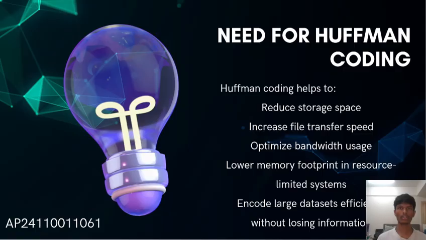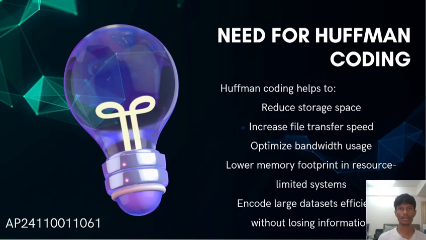It reduces the overall size of the data. This reduction in size also helps increase file transfer speed. When the file is smaller, it naturally takes less time to upload, download, or transmit over a network. Another important advantage is optimizing bandwidth usage. Since compressed data uses fewer bits, it makes communication systems much more efficient, especially in areas where bandwidth is limited.